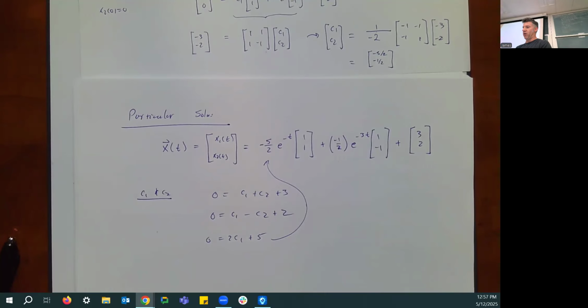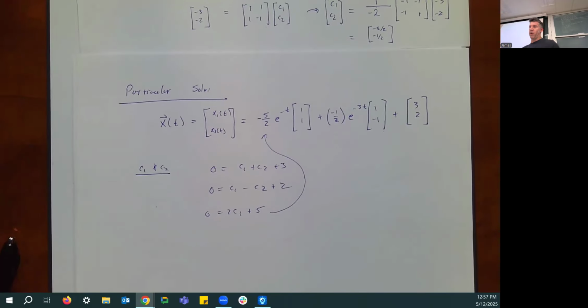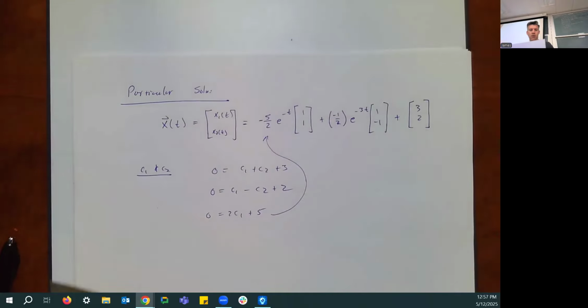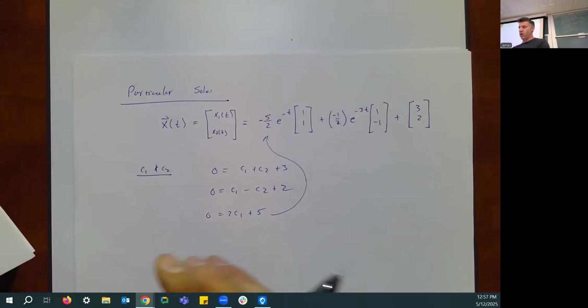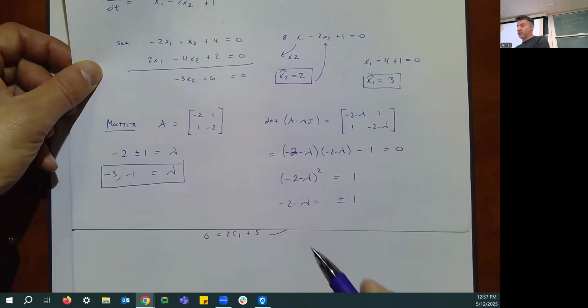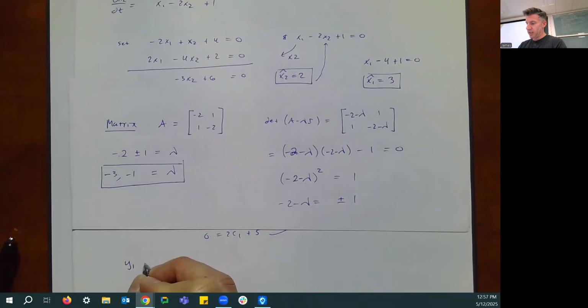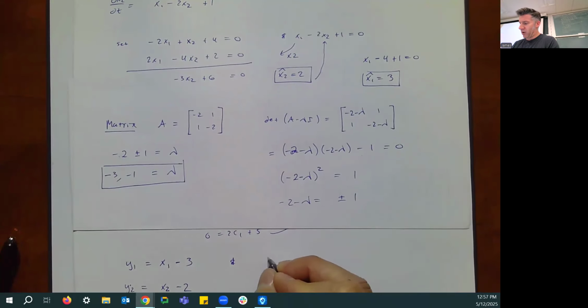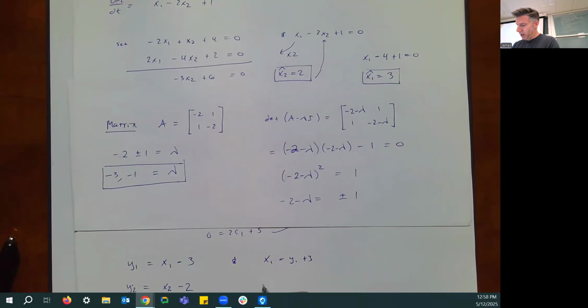I said we were going to go back and do it the long way. I don't think we have time to do all of that, but I'll just point out, if we were doing this the long way, going back to where we started, our first step would have been to say, okay, if our equilibrium looks like that, then y1 is equal to x1 minus 3, and y2 is equal to x2 minus 2. Which also gives us, it almost feels silly that we write this all up, but we do, x1 equals y1 plus 3, and x2 equals y2 plus 2.